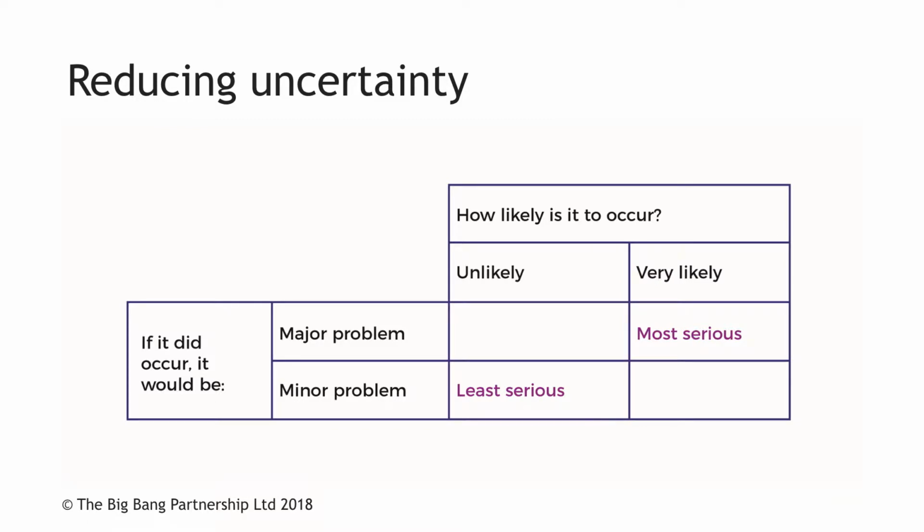Is it unlikely or very unlikely? And put that on the continuum. Then you think, if it did occur, what would the impact of that risk be? Would it be a major problem or a minor problem? So obviously, if you've got a risk which is very likely and going to cause a major problem, that's the most serious sort of risk. And they're the ones really to focus on and think about how you can reduce that risk.